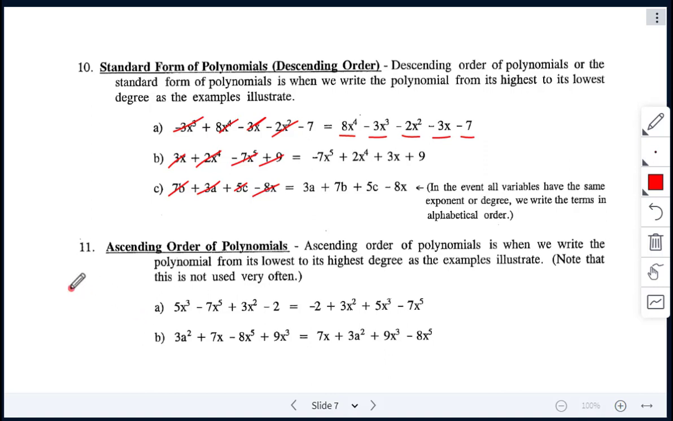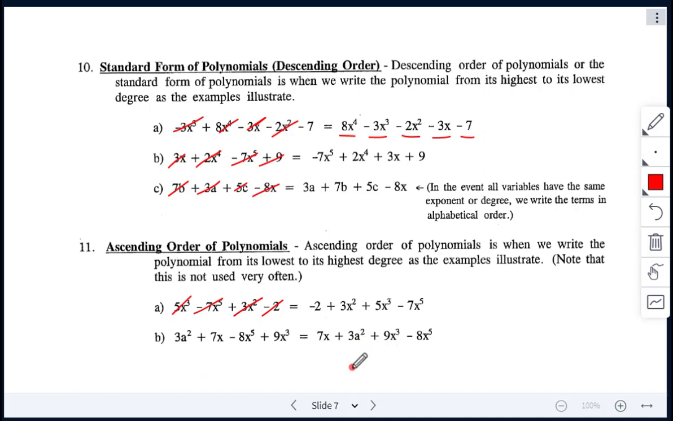All right, and then the other way to write it is the ascending order of polynomials, but this is not the way that is used very often. It's just to show that it can be written in ascending, which is smallest to largest, or lowest to highest degree. Okay, so the constant is written first, the negative 2, then we have the positive 3x squared, then the 5x cubed, and then the negative 7x to the power of 5. All right, so again, remember to take the sign in front of the term, if it's a positive or negative.